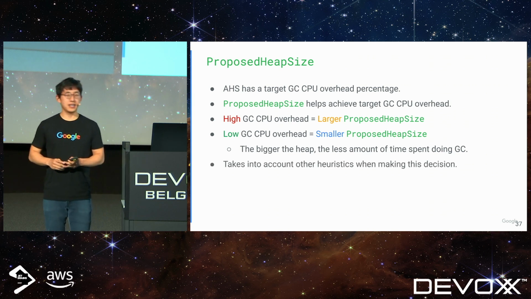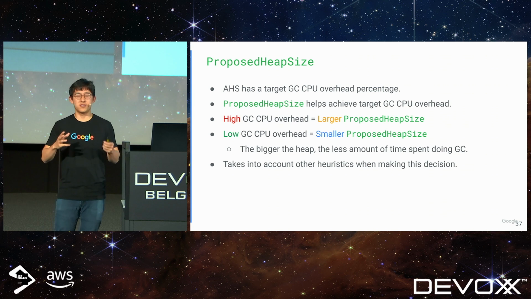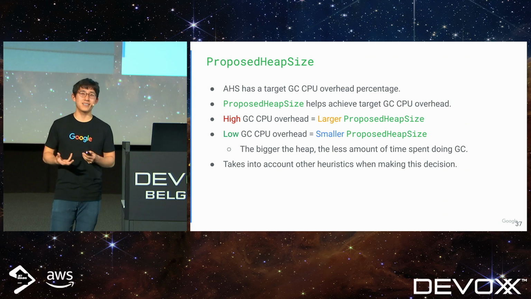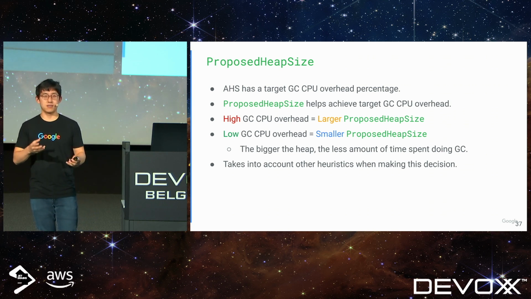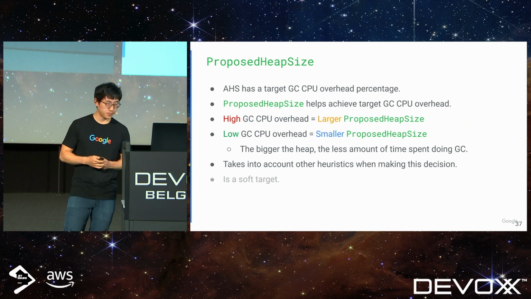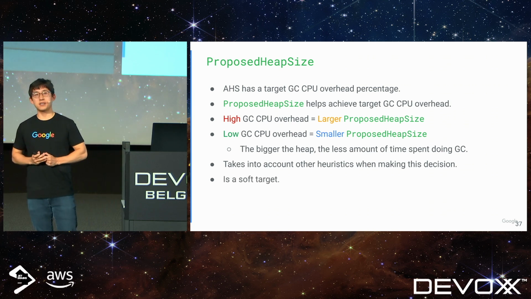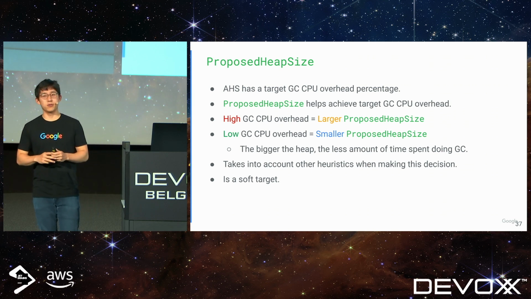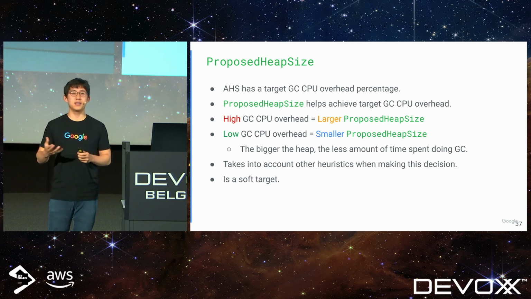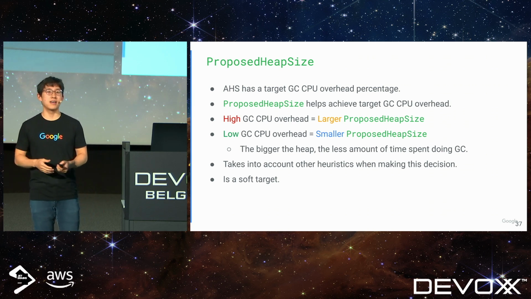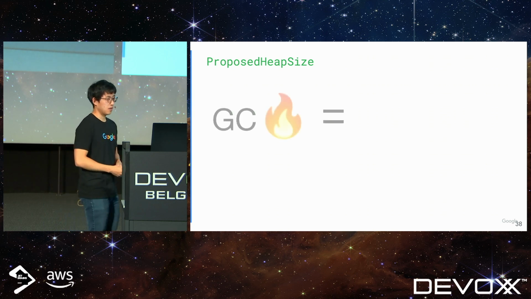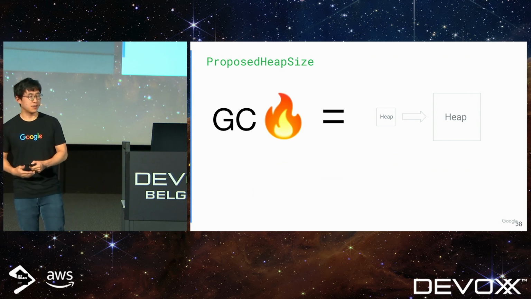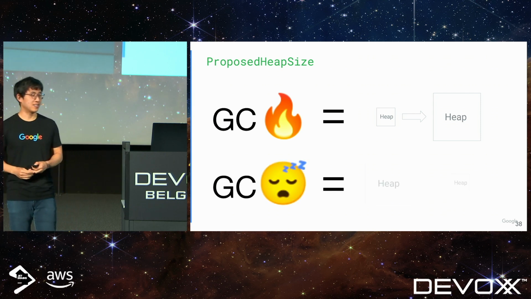Proposed heap size also takes into account other heuristics when deciding what value to set. For example, how full the container is, as well as other user configurable metrics. And keep in mind that this proposed heap size is actually a soft target. We'll get into that a little more later, but it is not something that the JVM has to enforce; it is a hint as to what size we should have for the heap. Okay, so just to summarize, if the GC is on fire, we say, all right, let's increase the size of the heap. Whereas if the GC is chilling, then we can say, all right, let's shrink the heap.